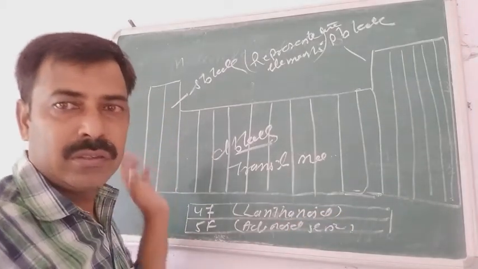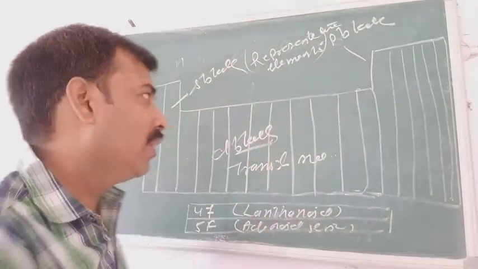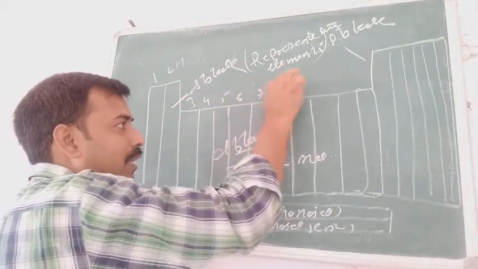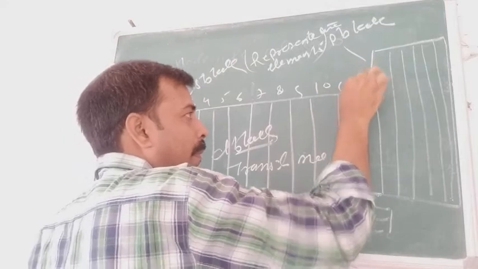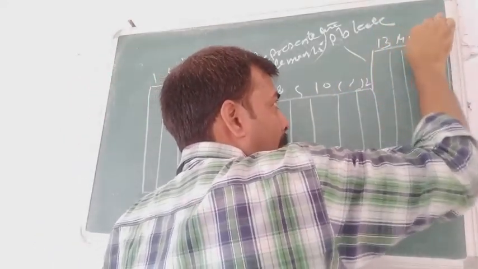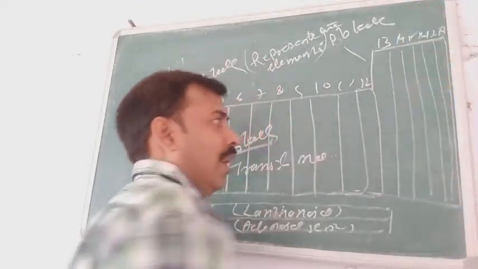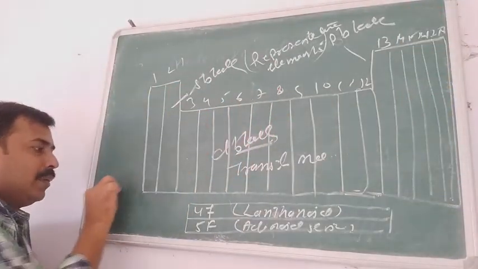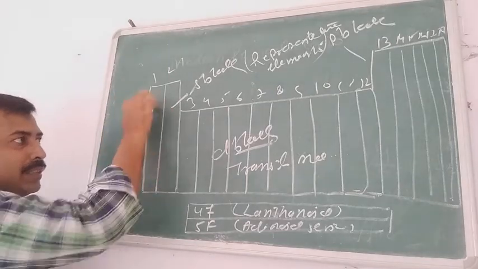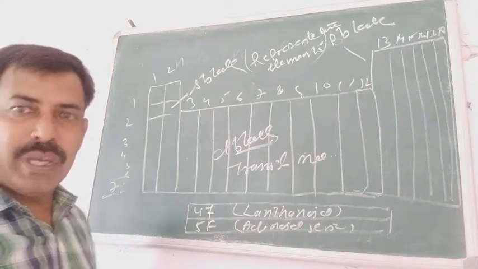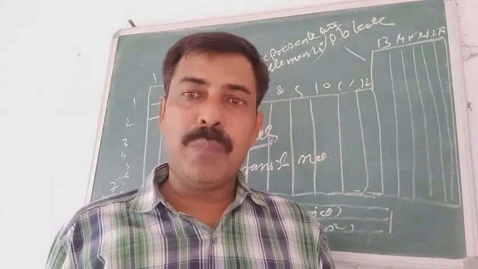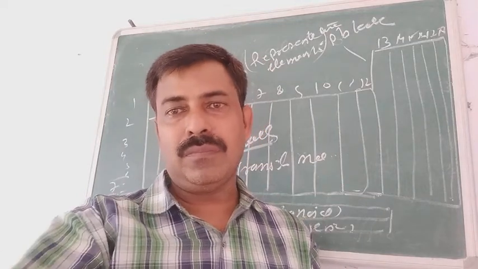In this way, we have generated the periodic table having a total of 1, 2, 3, 4, 5, 6, 7, 8, 18 groups, and along with that 7 periods: 1, 2, 3, 4, 5, 6, 7 periods. And in this way, we have generated the first ever modern periodic table based on the atomic number.